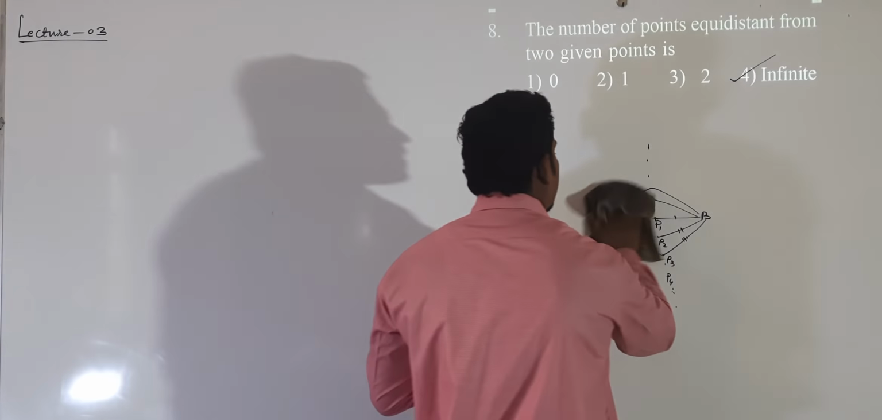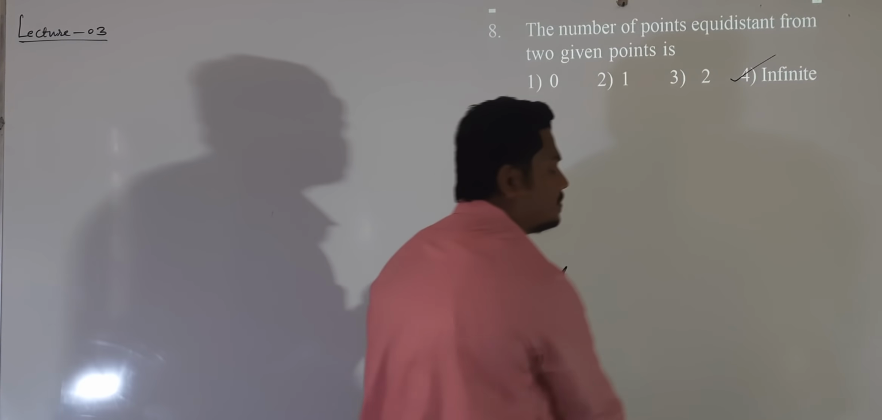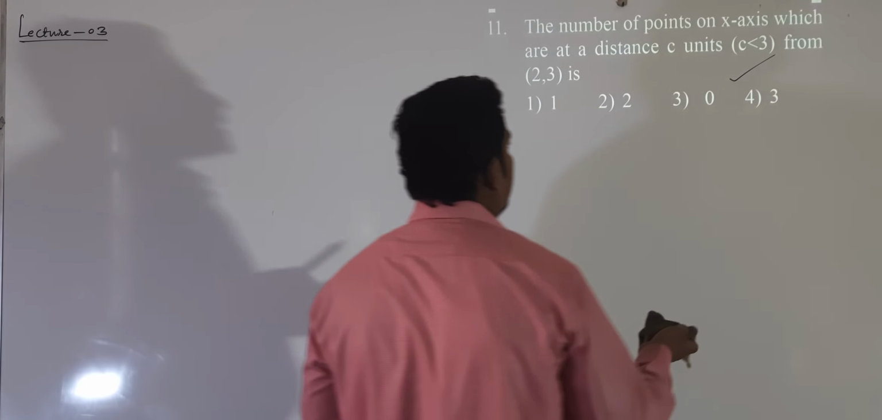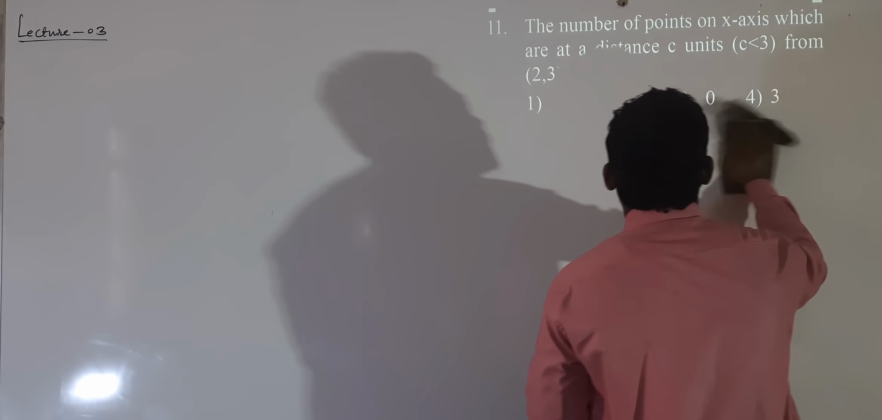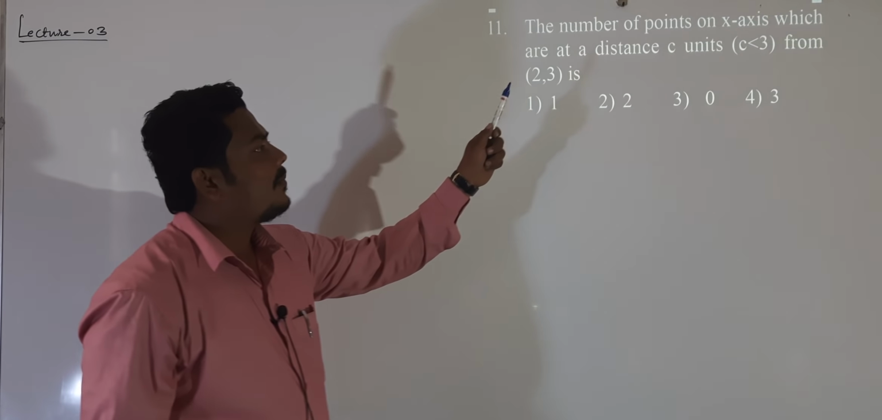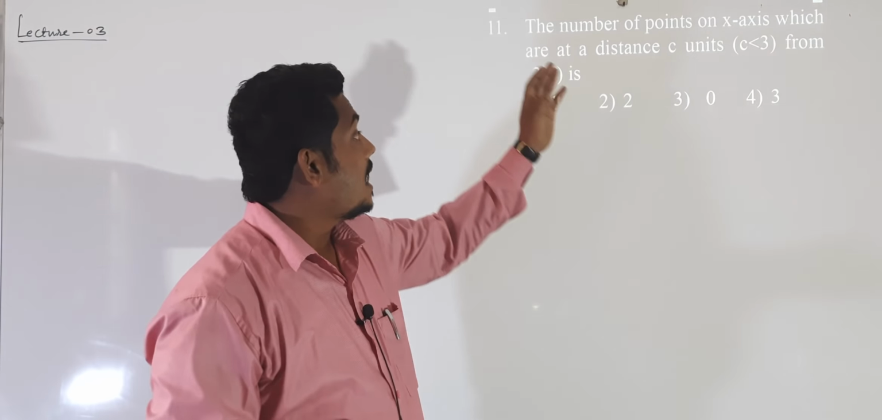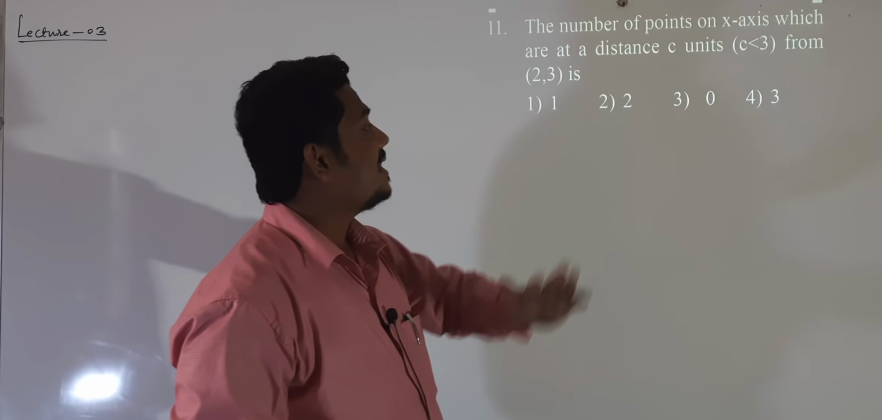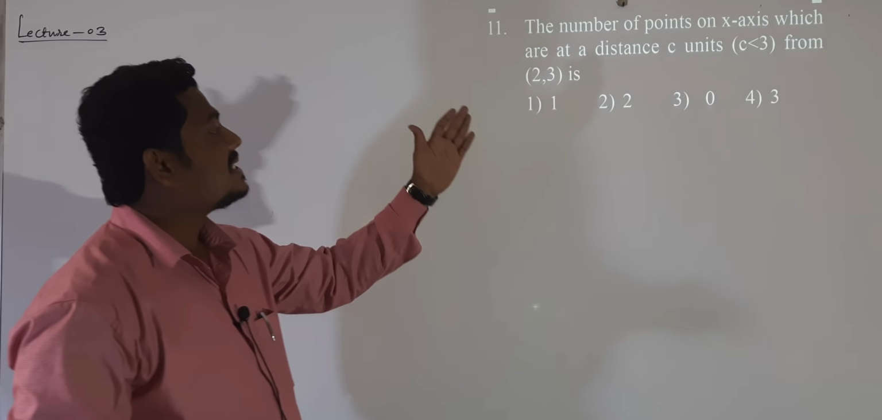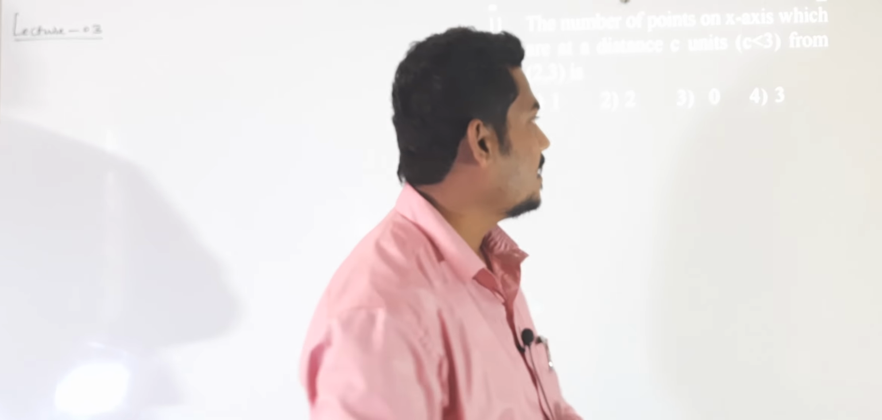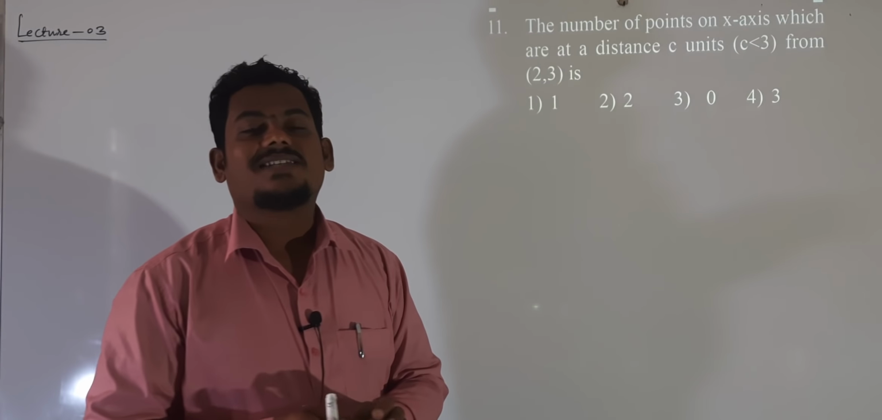Next problem. Go for next problem. Number of points on the x-axis. Understanding the question is very important, right? The number of points on the x-axis which are at a distance c units. Clearly they mention the distance between the x-axis and the given point is c units. How many such points exist?